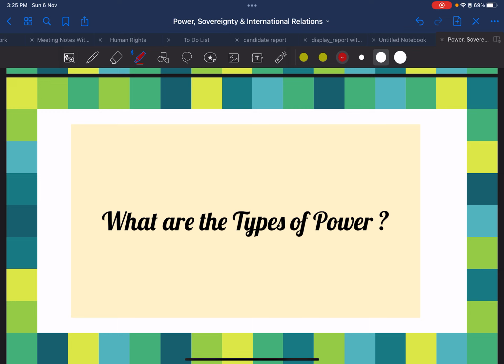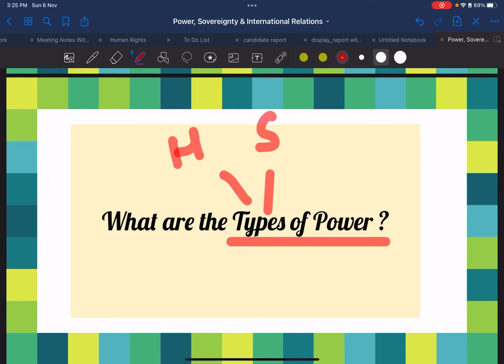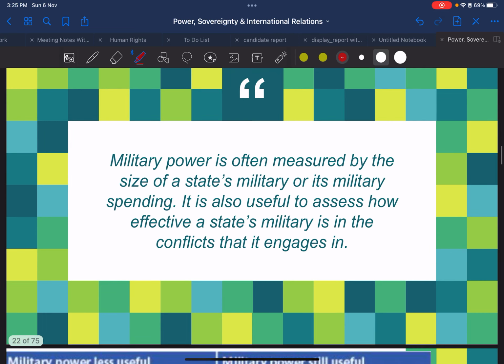Now we go further and talk about the types of power. We have already discussed the types of power: hard power, soft power, smart power and sharp power. Further to this, we talk about military power, which is a major component of hard power. It is often measured either by the size of a state's military, military spending, or the usefulness of that military standing at the border. So, multiple ways can be used to measure the power of a military.